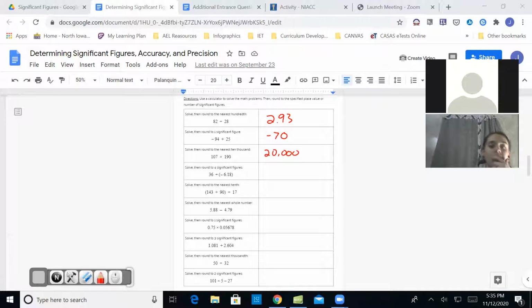36 divided by negative 6.18. We are going to round to four significant figures. This is negative 5.825. Round to the nearest tenth is 13.7. Round to the nearest whole number, that would be 1.